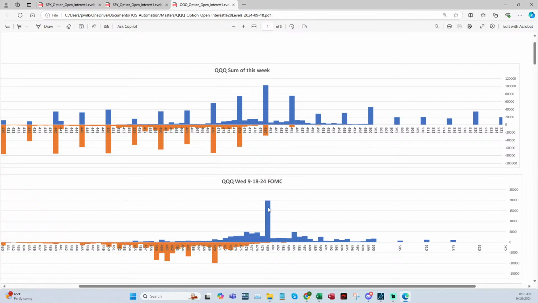Looking at the FO today, as far as positioning, there's a little bit of an outsized position right at 480 on the Qs. Currently, the Qs are trading 474.40, so this would be about 230 points up from where we are right now.